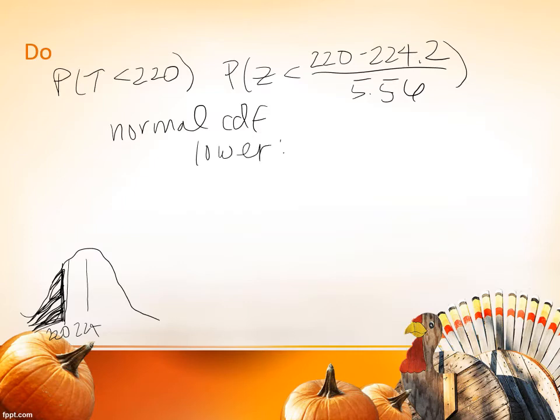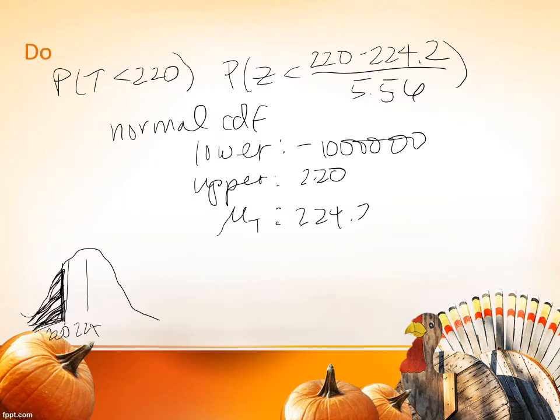In this case, my lower is negative, the biggest number I can think of, or negative infinity if you have an 89. My upper is going to be 220. My mean, the mean of my total, is going to be 224.2. And my standard deviation of my total is 5.56. So when I go ahead and enter all of that into my calculator, I get, boom, same value.